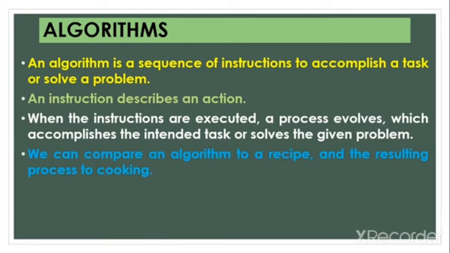We can compare an algorithm to a recipe and the resulting process to cooking. Yes, it's a good example for the algorithm. So we can take a recipe as an example for an algorithm. What is a recipe? For example, your mom is going to prepare a cake. Okay, a delicious cake she is going to prepare. So to prepare a cake, we have to follow the recipe. In the recipe, what things will be given? Ingredients. What ingredients should be used and what procedure she has to follow to bake a cake. Okay. So all the procedures and the ingredients, all these are the instructions.